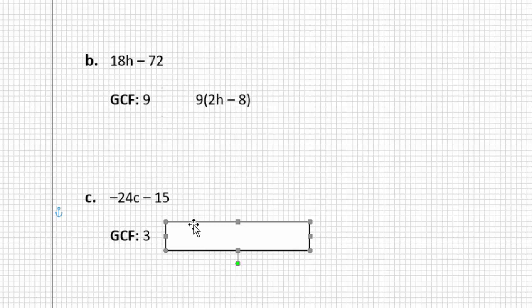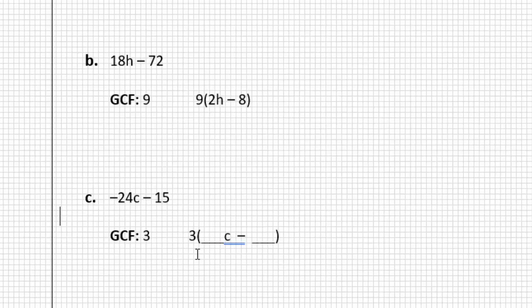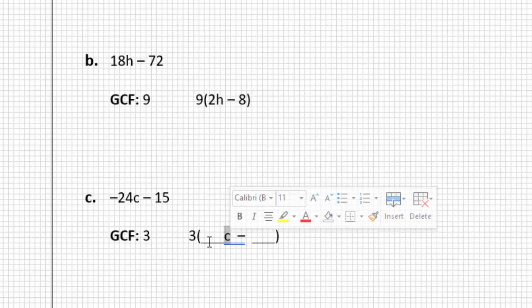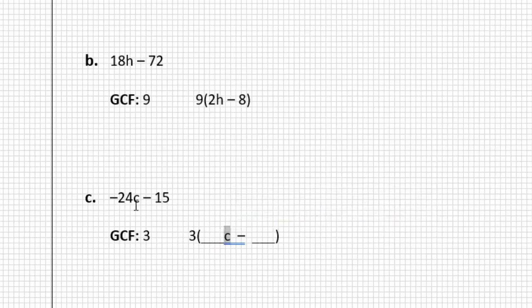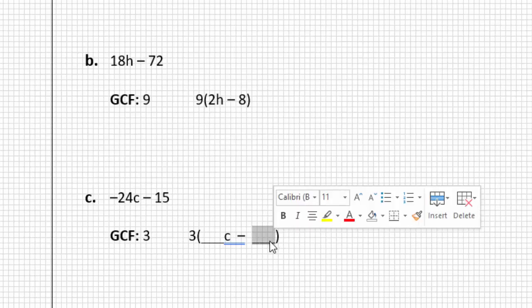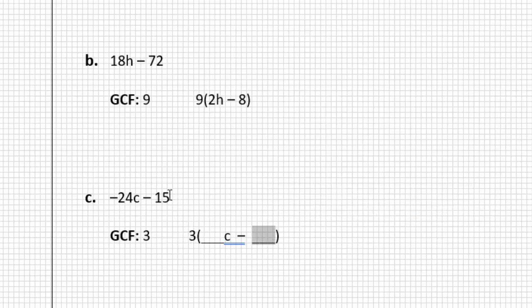So then I set up my parentheses to look like this. 3 is my greatest common factor, so I'm writing it outside the parentheses. I have the term with the variable c, where I'm looking for the coefficient in front of the c that when multiplied by 3 will equal negative 24. And I do have to keep in mind that 24 is negative. I then kept the subtraction sign, and I then have to come up with the constant term that when multiplied by 3 is going to equal 15.